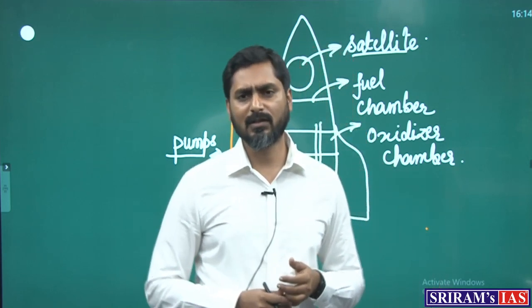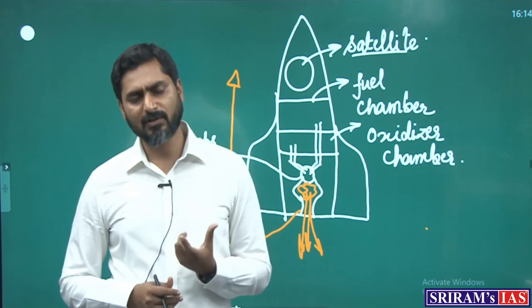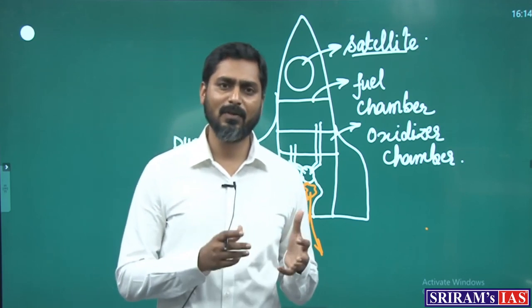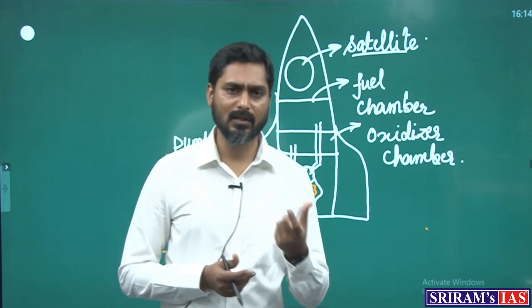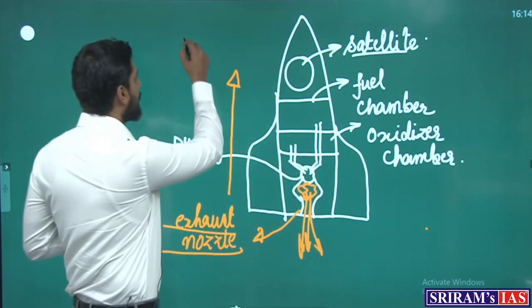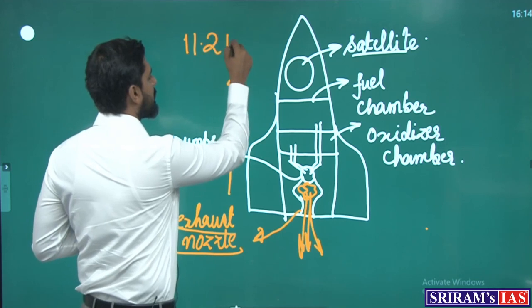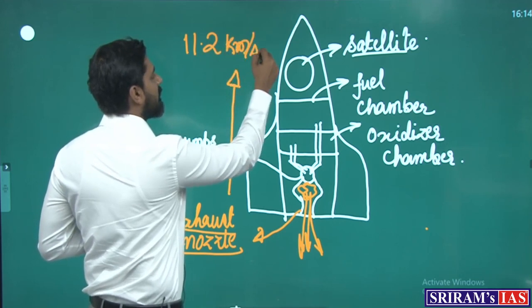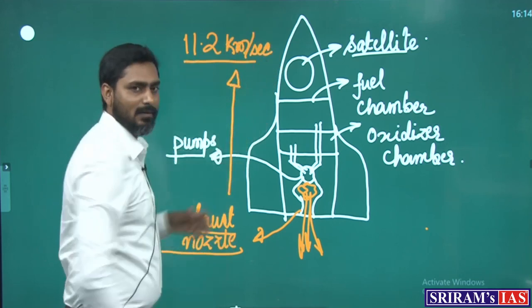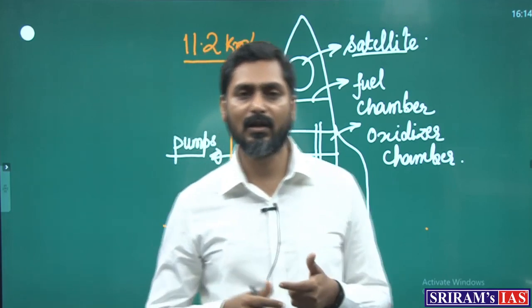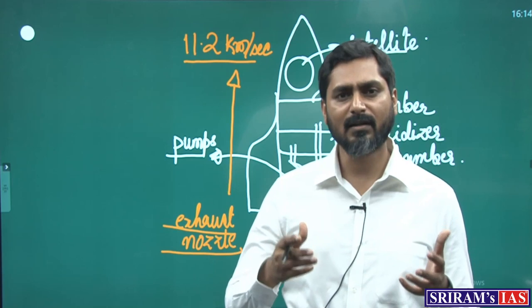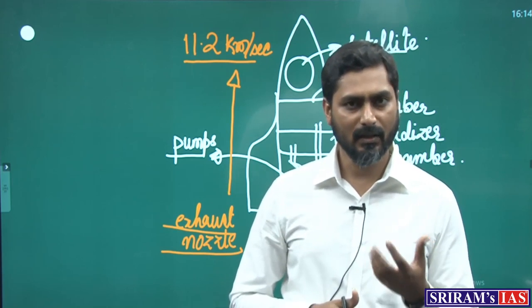What is escape velocity? Escape velocity is the velocity needed to escape the gravity of a particular object. For Earth, that escape velocity is around 11.2 kilometers per second. So if any object can travel at 11.2 kilometers per second, then it can escape the gravity of Earth. For different planets, the escape velocity would be different.